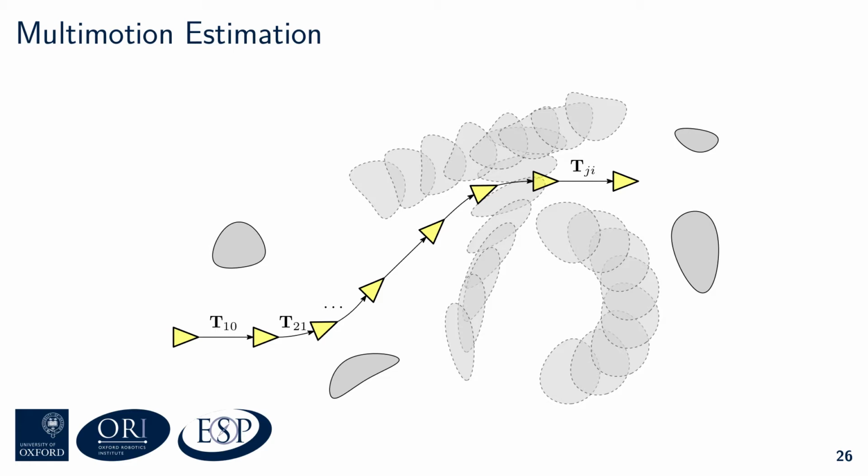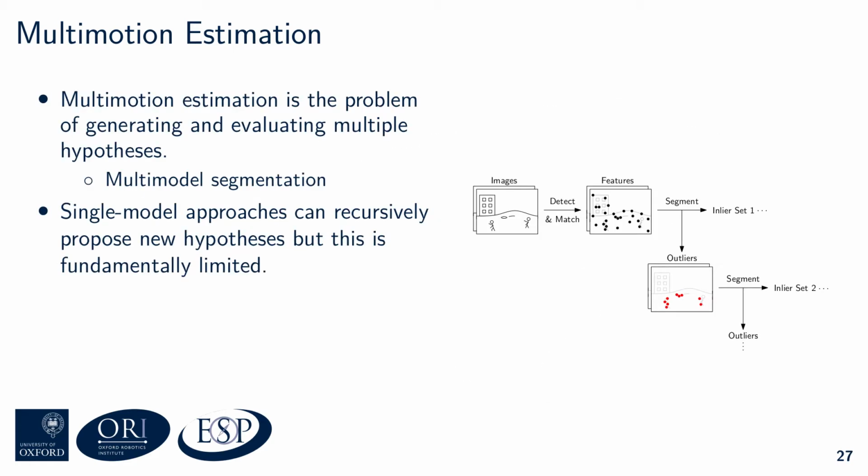If we want to get towards multi-motion estimation, we need to find a way to generate multiple hypotheses from those outliers as well. It's intuitive to propose that we could use the same segmentation technique that we used to find the first motion to iteratively find additional motions in the outlier set. But that's a fundamentally limited approach, and it can be useful to understand why.